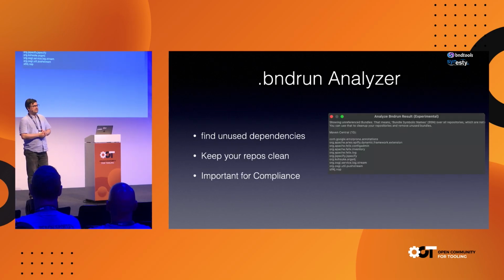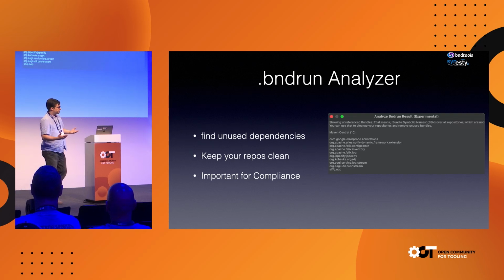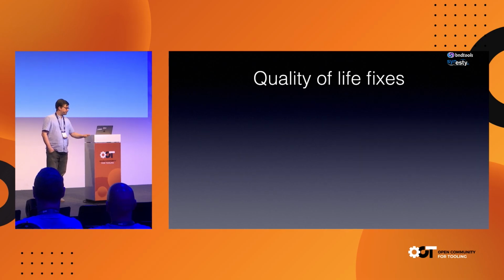The other tool we added is the Bnd run analyzer. It's a tool for cleaning up stuff which is not used. You can basically select all your Bnd run files, right-click, analyze Bnd run, and it checks against all your repositories and your repository viewer and identifies any dependency which is not used by any Bnd run file. It's just good to clean up. Regarding compliance, it's important to not have stuff lingering around which is not used. This is also pretty helpful to keep your stuff clean.